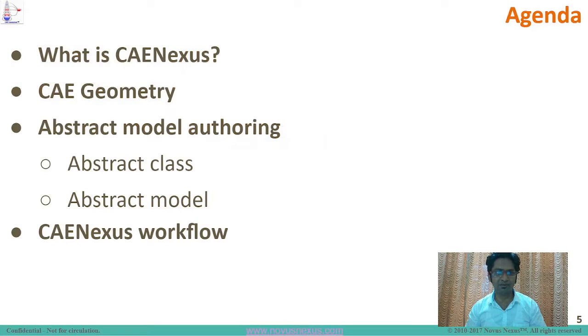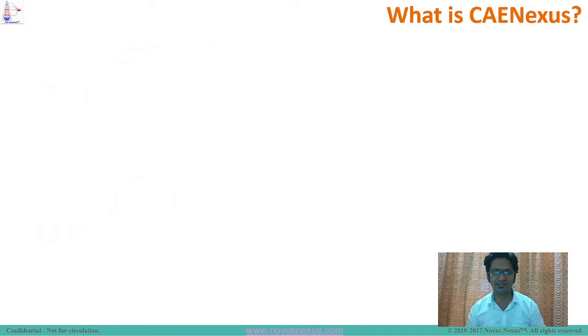The agenda would be: we will first see what is CAENexus, then we'll see some details about CA geometry, some details related to abstract model authoring, like what is an abstract class, what are abstract models, and towards the end we'll see the CAENexus workflow. So let's first understand what is CAENexus.